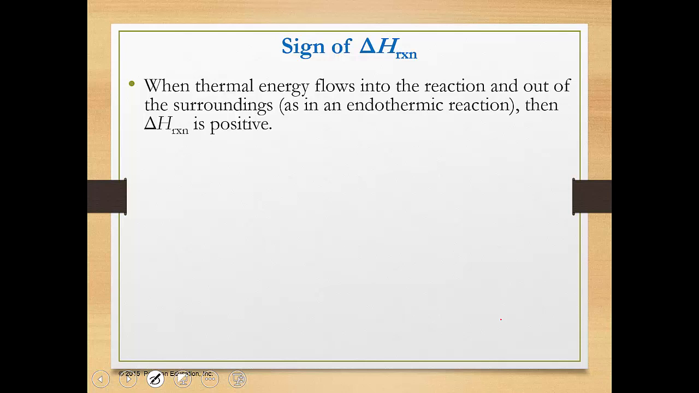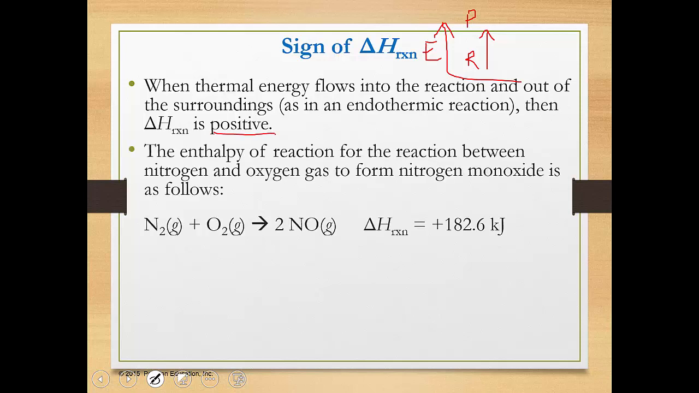Now, if we look at the reverse of that, thermal energy is flowing into a reaction. So this is where we're starting with our reactants at some level, and energy goes up, and we stop at products up here. Okay, so remember energy going here. So energy is flowing in, and we have a positive enthalpy of reaction.